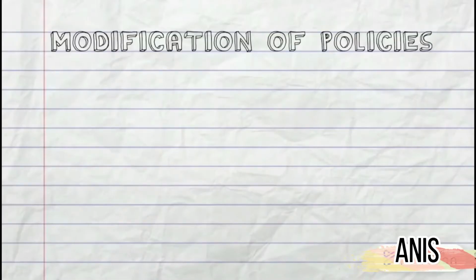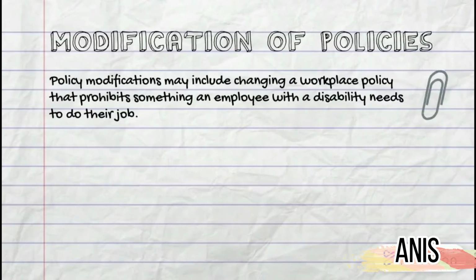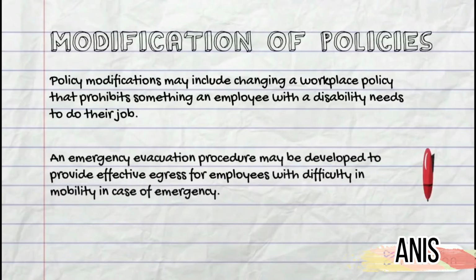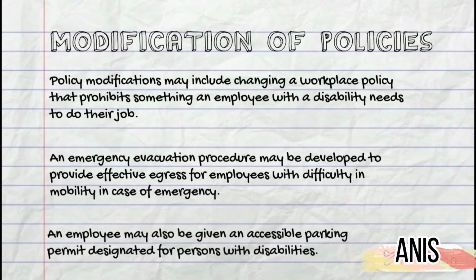Next, modification of policies. Policy modification may include changing a workplace policy that prohibits something an employee with a disability needs to do their job. An emergency evacuation procedure may be developed to provide effective egress for employees with difficulty in mobility in case of emergency. An employee may also be given an accessible parking permit designated for persons with disabilities.